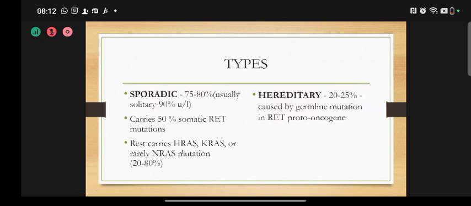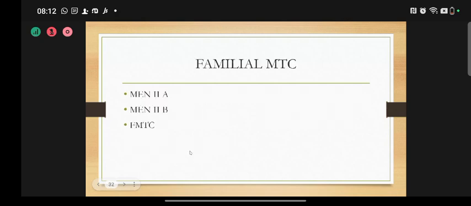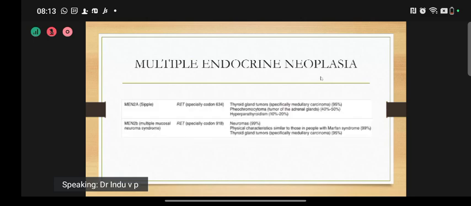So depending on this, medullary thyroid cancer is divided into sporadic and hereditary. Most common is sporadic, around 75 to 80%. 50% of the sporadic cases carry somatic RET mutation, and hereditary carries germline RET mutation. So familial medullary thyroid cancer can be due to MEN syndrome or it can be due to non-MEN familial medullary thyroid cancer. Multiple endocrine neoplasia type 2 is related to medullary thyroid cancer, MEN2A and MEN2B.